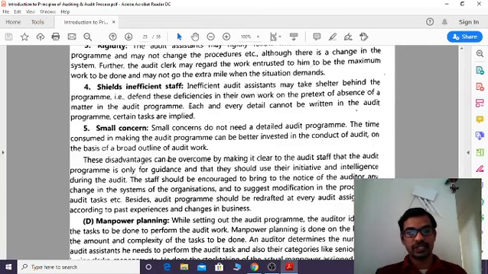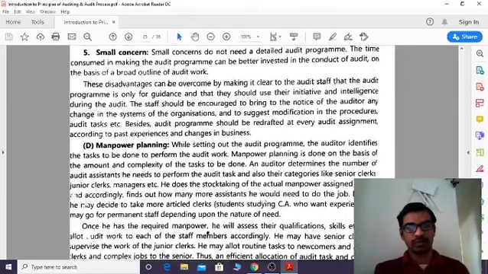Okay. Then, small concern. For a small concern, the audit program is not useful. Why? Because fewer transactions are there. Therefore, wherever the transactions are fewer in number, at that time the audit program is not important or not beneficial for such kind of organization. Understood? So that is about the audit program.